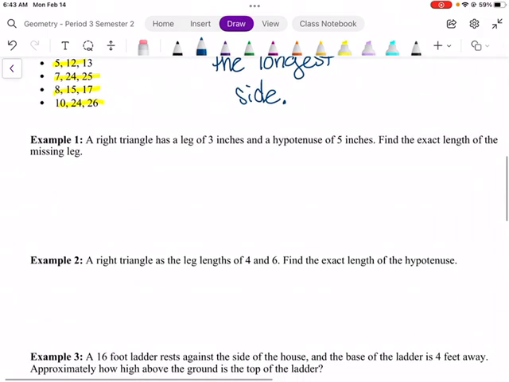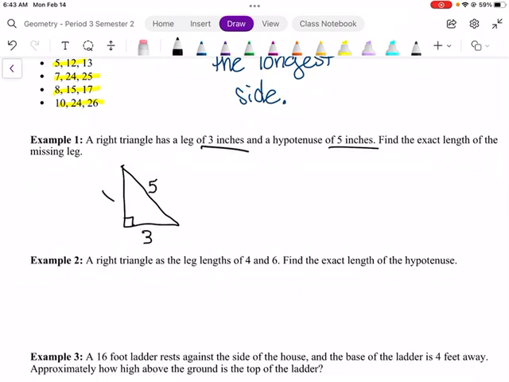So example 1. A right triangle has a leg of 3 inches and a hypotenuse of 5 inches. They want us to find the exact length of the missing leg. So a leg of 3 inches, a hypotenuse of 5, and we're looking for our missing leg. We will be using the Pythagorean theorem of a squared plus b squared equals c squared. So we can start by labeling our triangle, and remember c is always across from that right angle.